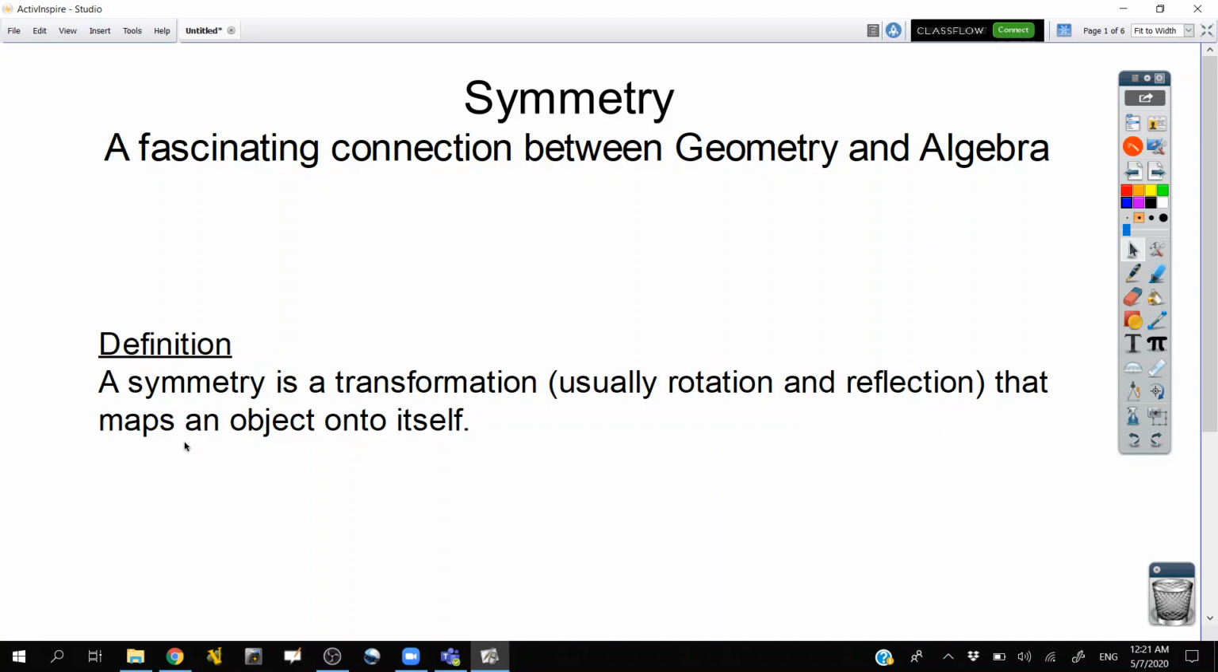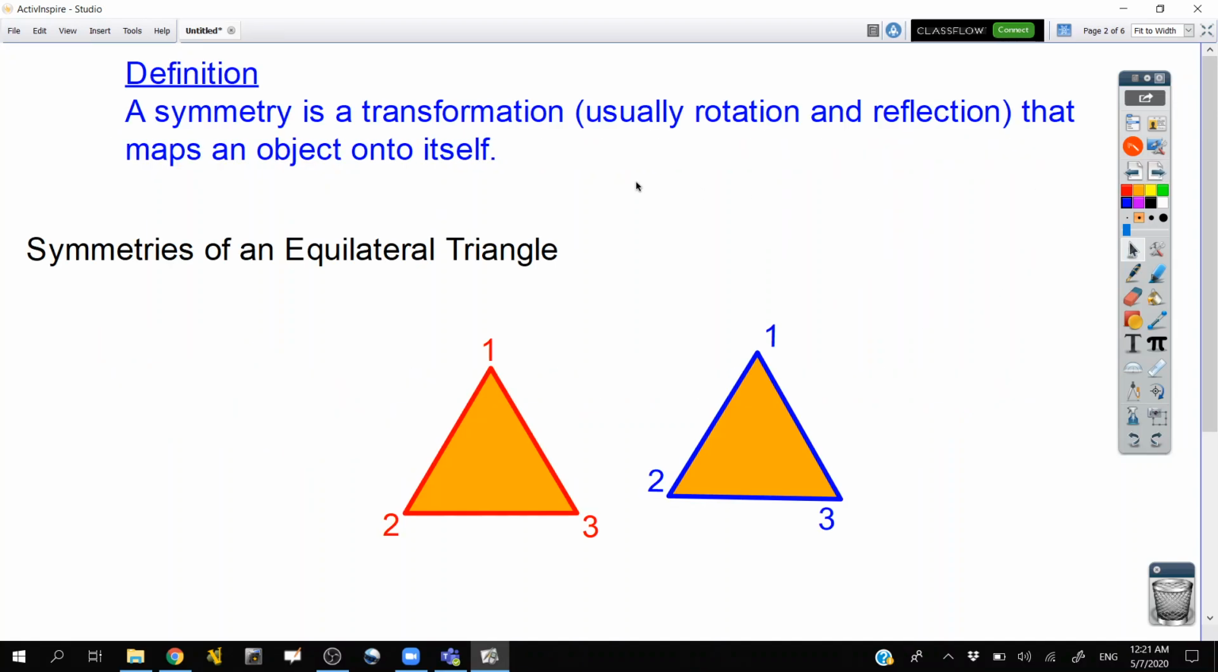As a definition, a symmetry is a transformation, usually a rotation or reflection, that maps an object onto itself. So let's use that definition and look at an example. What would the symmetries of an equilateral triangle be? Well, I want to find transformations that map an object onto itself.